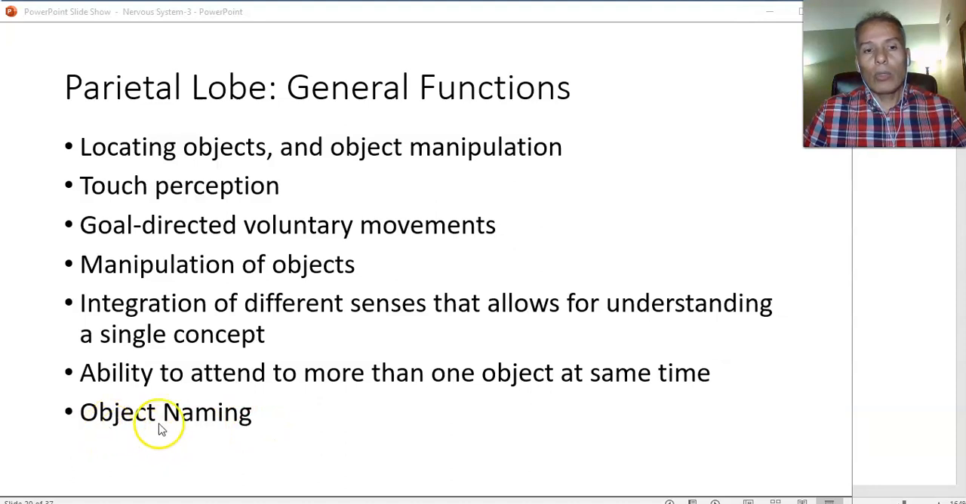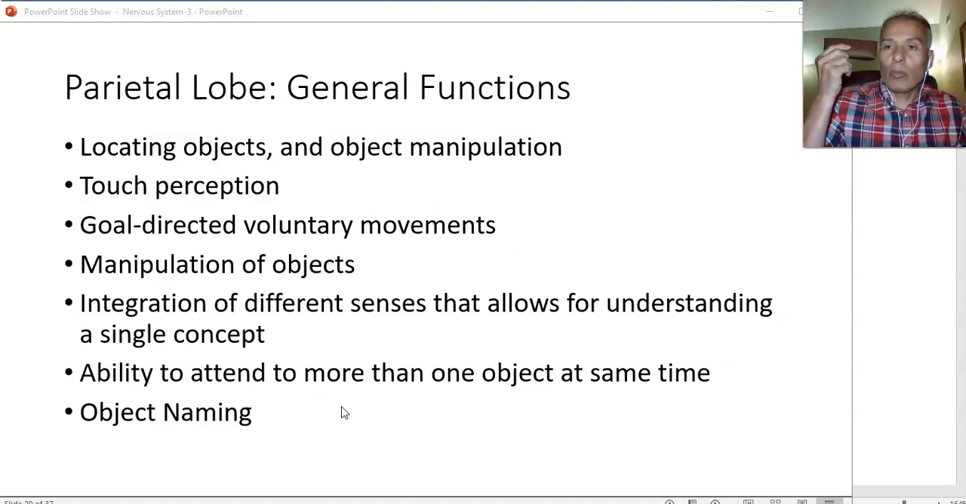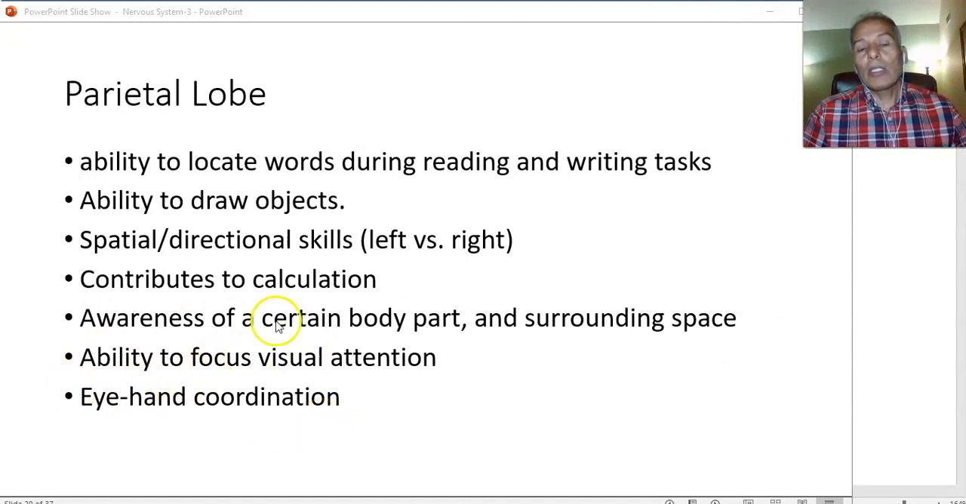Also object naming: if I show you an object and ask, what is that, you are able to name it. Also the ability to locate words while you are reading or writing, because that enables you to move your eyes left and right and down and up. It enables you to locate things in space. Ability to draw objects. Spatial processing, like knowing your left from your right.